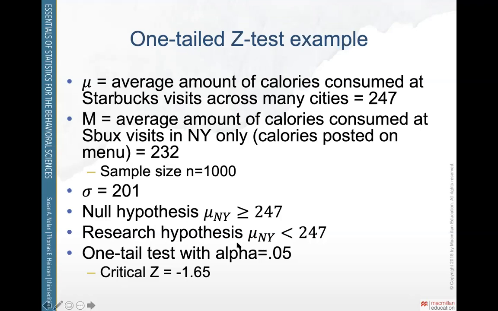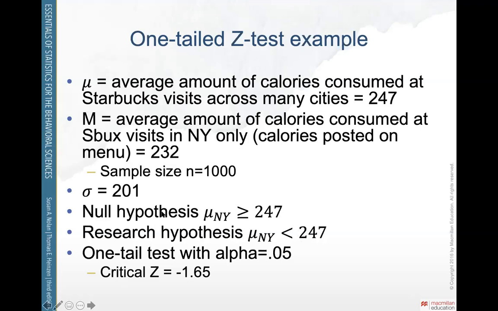So our research hypothesis is mu, the amount of calories consumed by people in New York, will be less than 247. You can tell that this is a one-tailed test because there's only one half of the inequality. For the other research hypothesis that we just talked about, there was a mu less than something, and there was also a mu greater than something. But for this one, there's only the mu less than something, and so that's how you can tell that this is a one-tailed test.